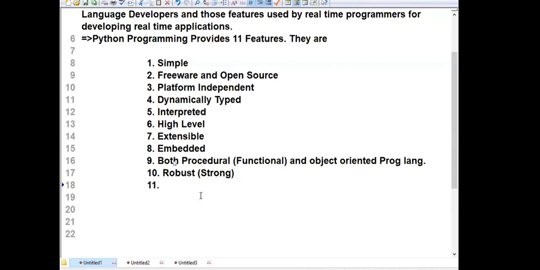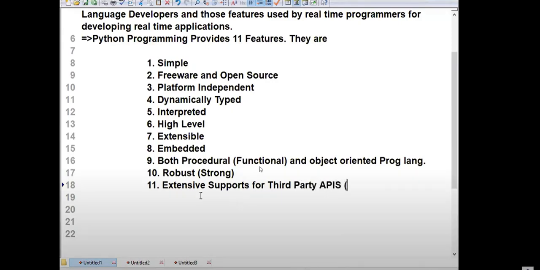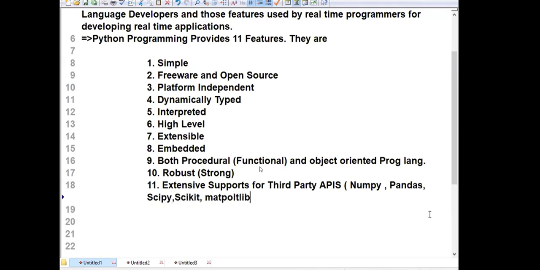Next, it supports third-party APIs. Extensive support I can write for third-party APIs. That is nothing but NumPy. Yesterday, I formally explained NumPy. It is for pure complex mathematical calculations. I'll go for NumPy. There is one more thing called Pandas for data analysis purposes. Next is called SciPy, and next is called Scikit, and next is called Matplotlib. These are all called various types of third-party libraries.